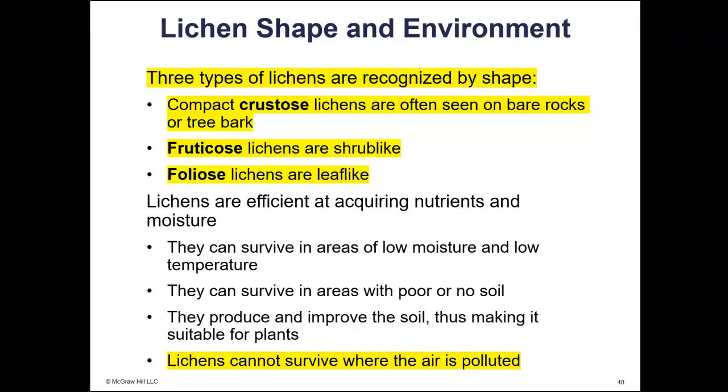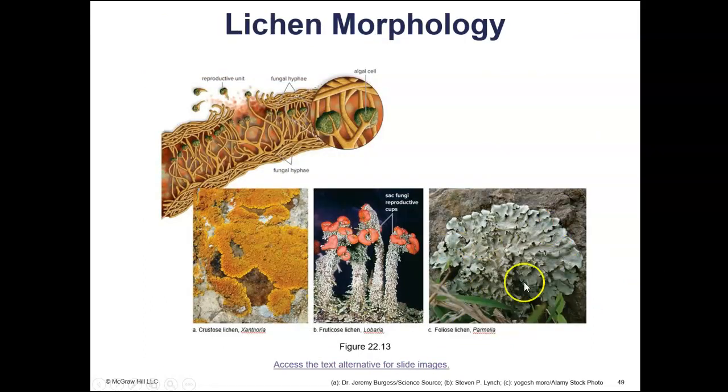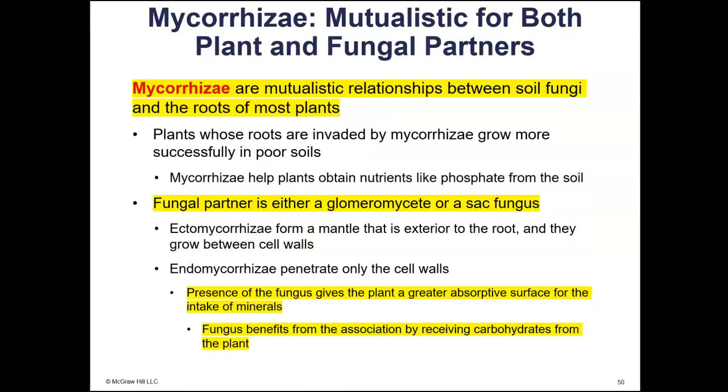The lichens are crustose, fruticose, or foliose, and lichens are also pollution indicators. They cannot survive where the air is polluted. So if you see lichens, this one is really common, foliose lichen. I know you've seen ones like this. Here's a crustose lichen growing on rocks, and then these are called fruticose lichens. But if you see them growing on tree bark or rocks, then you can be pretty sure the air is clean.